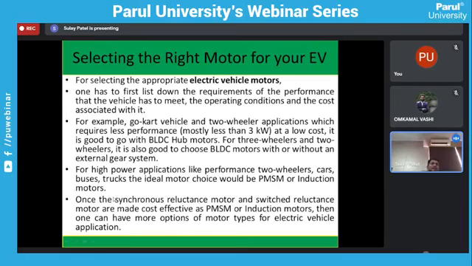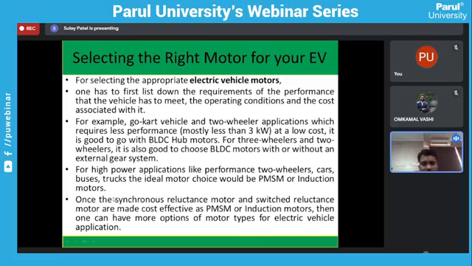Now, selecting the right motors for the EV. For selecting the appropriate electric vehicle motors, one has to first list down the performance requirements that the vehicle has to meet, the operating conditions, and the cost associated with it. For example, go-kart vehicle and two-wheeler applications which require less performance, mostly less than 3 kilowatt at a low cost, it is good to go with BLDC motors.